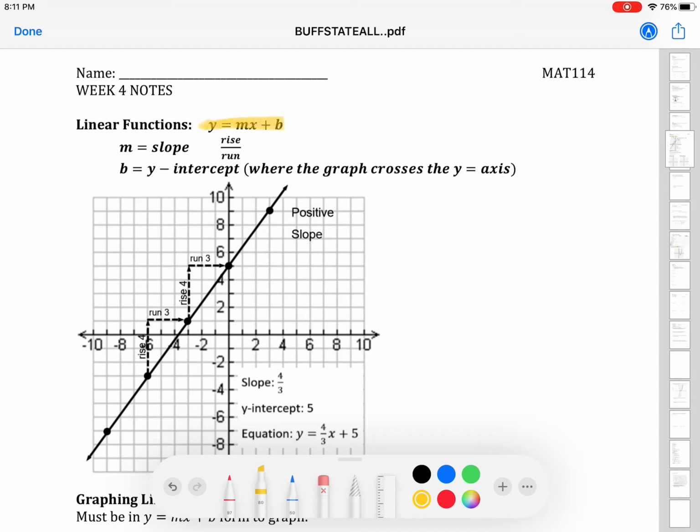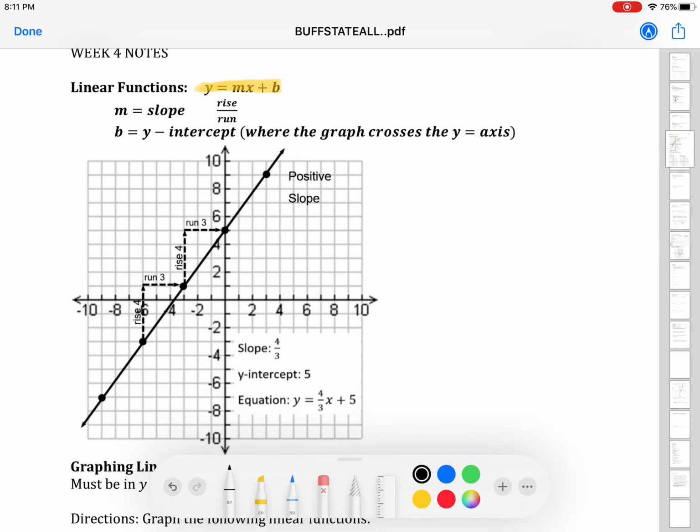So linear functions are always going to follow this format that I've just highlighted right here on the top of your notes. Y equals mx plus b. The y and the x represent your axes. So I'm just going to jump ahead real quick to show you that this right here, the horizontal axis, is your x-axis, and the vertical axis is your y-axis. If it helps you to remember, y to the sky, that's going to be your y-axis.